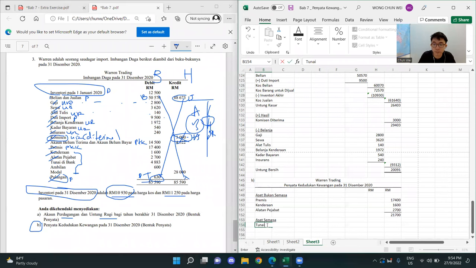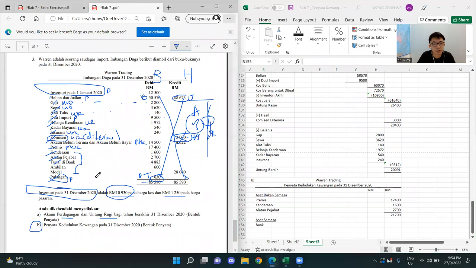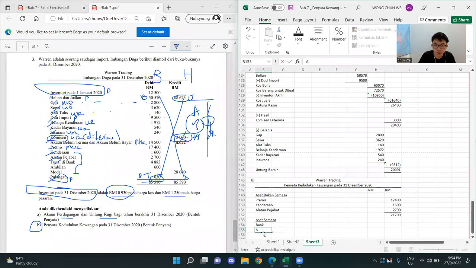Tunai di bank. Oh, tunai di bank means bank, okay? Don't go and put tunai di bank. Alright, put bank. Then ambilan bukan, modal bukan. Don't forget this one, your ABT, alright? Your account belum terima.